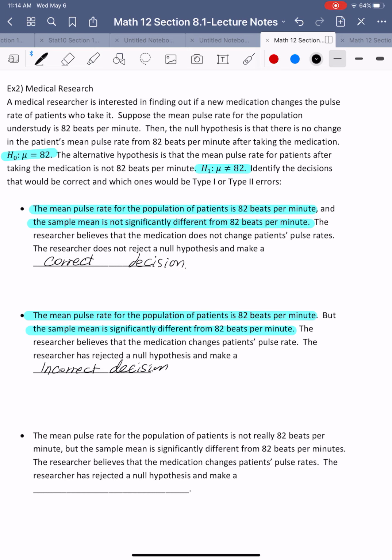All right, and then number 3. The mean pulse rate of the population is not really 82 beats per minute, but the sample mean is significantly different from 82 beats per minute, which means they match each other, right? So this is also the correct decision.